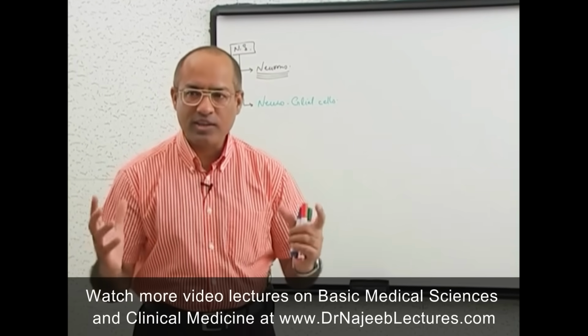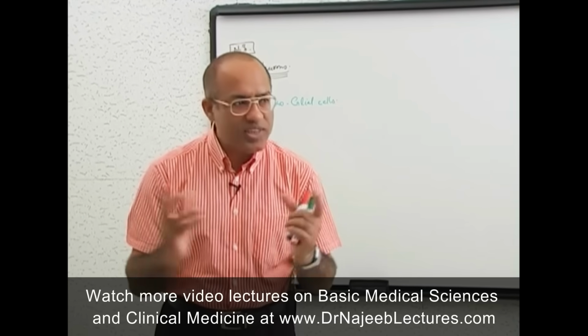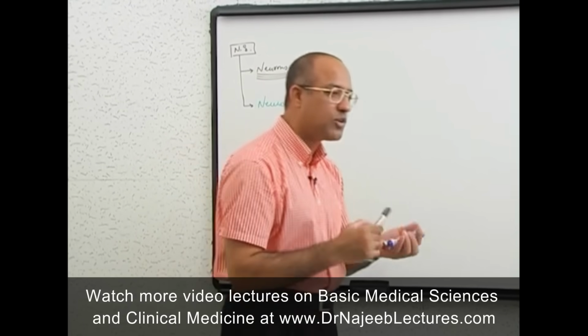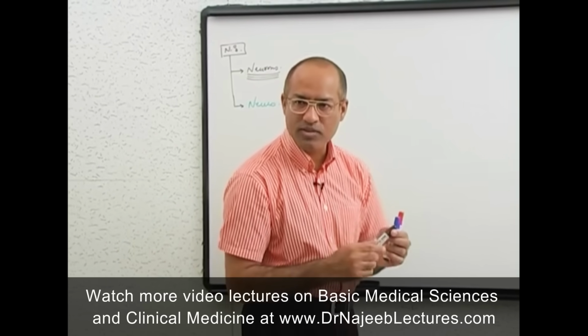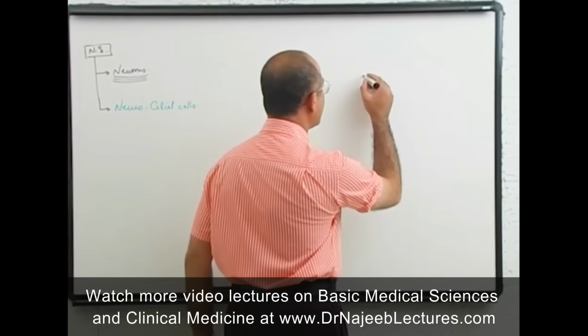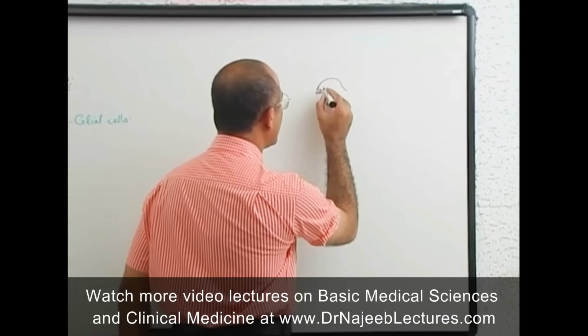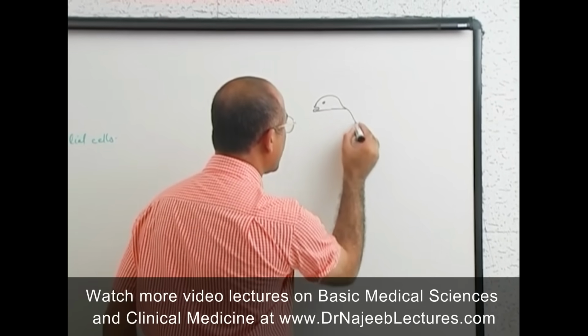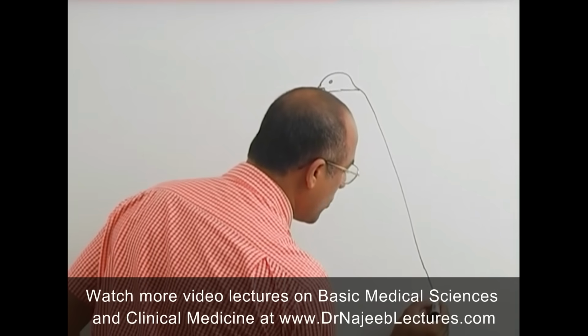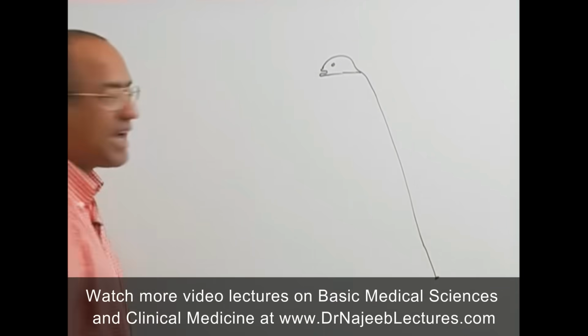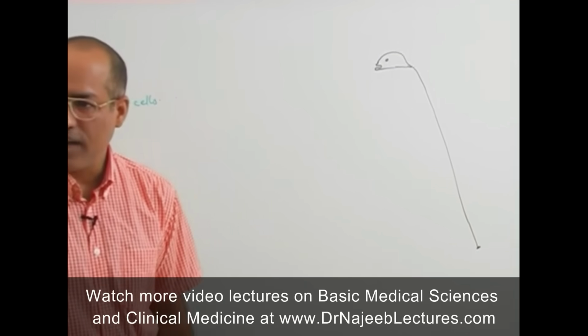Actually, collections of cell bodies within the central nervous system are called gray matter. Let me tell you, cell bodies of what? Cell bodies of neurons. Neurons are like mice, rats. So this is one neuron, and what is this long tail? What is this tail? Axon.